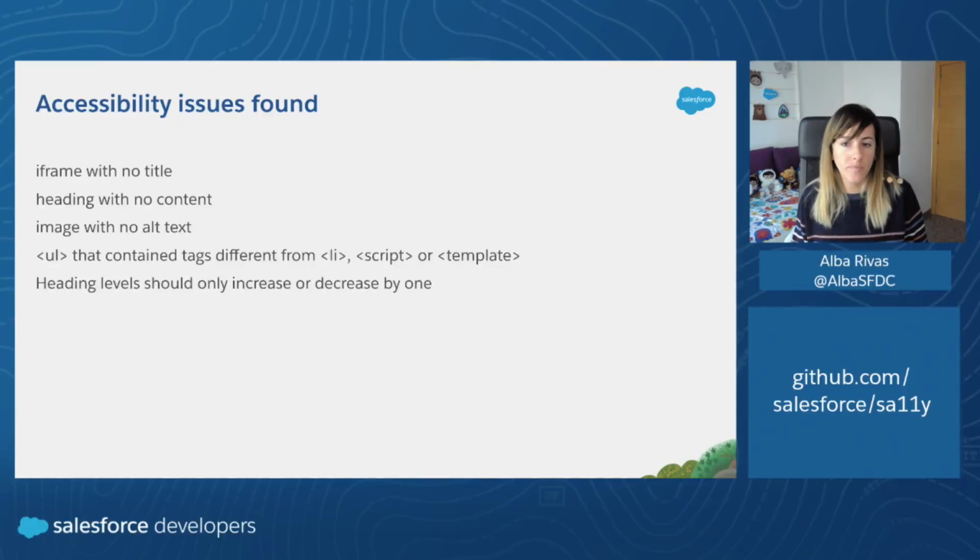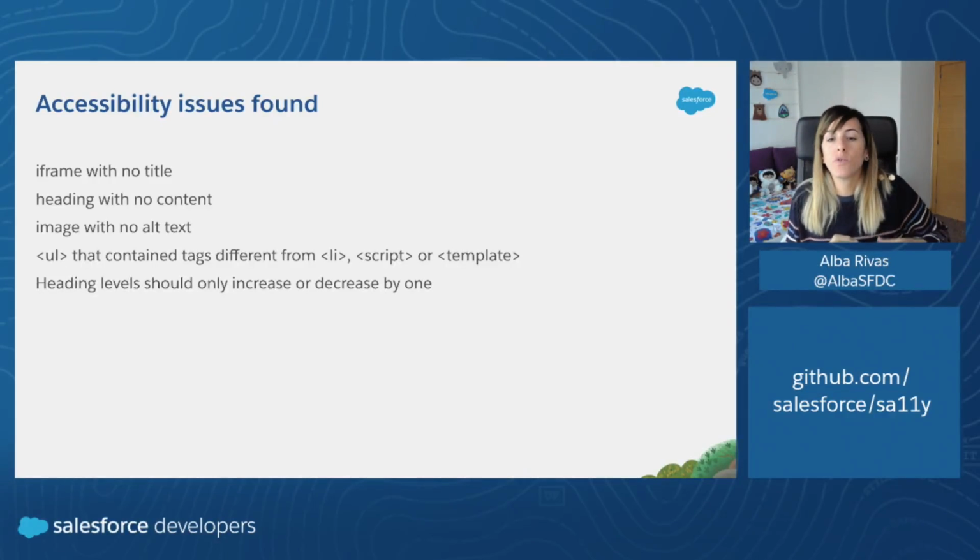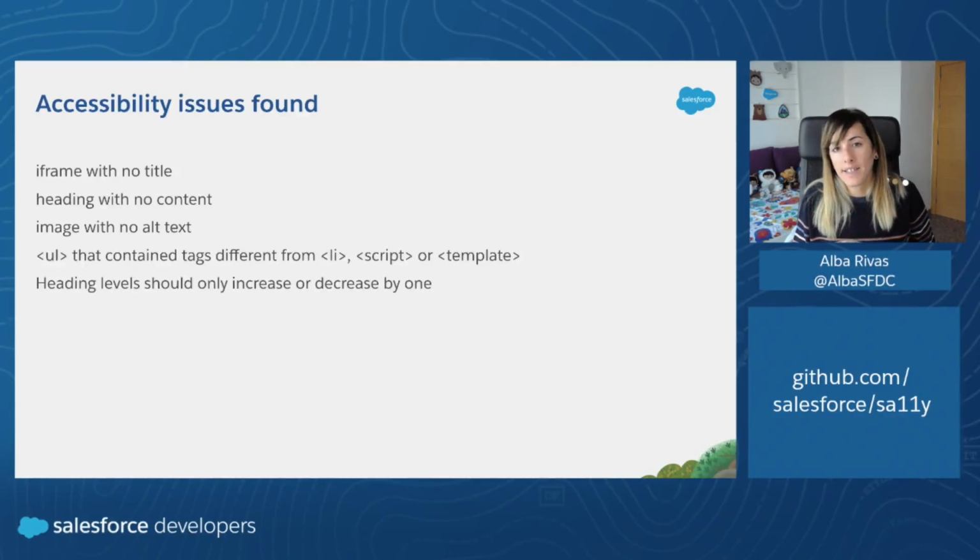We had an unordered list tag that was containing tags which were not allowed. They weren't list, script, or template tags. And finally, we had some headings that were increasing by more than one level. For example, instead of doing H1, H2, H3, we were doing from H1 to H3, and that's a bad accessibility practice.